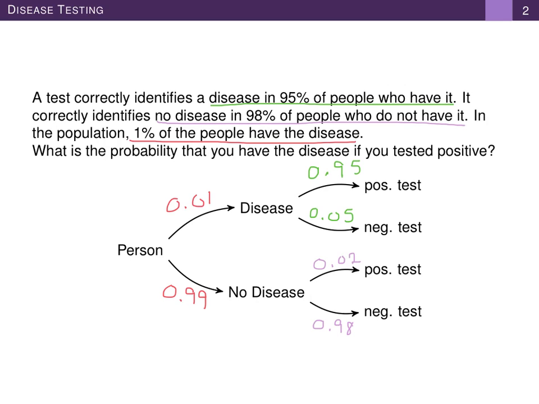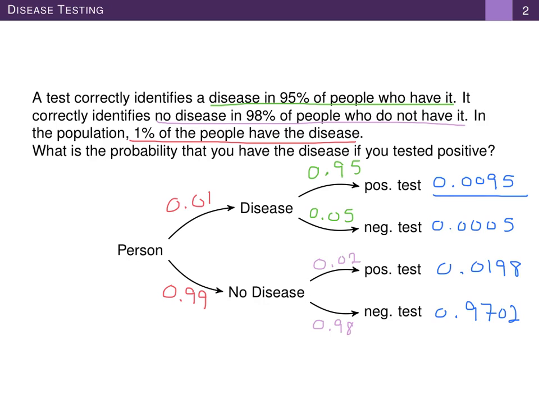With the flowchart way of thinking, we can just fill in the outcomes. If I land here, I have the disease and the test came back positive. If I multiply those two together, that's 0.0095. If I have the disease and the test comes back negative, that is 0.0005, so it's quite small. If I have no disease but the test comes back positive, that's 0.0198.